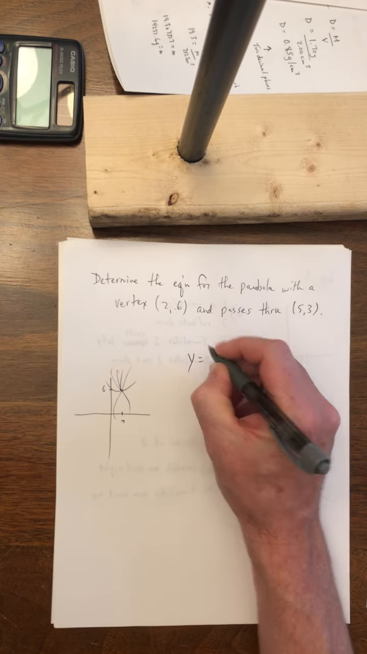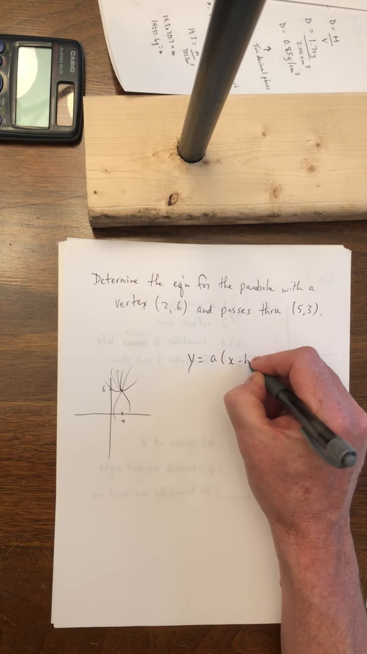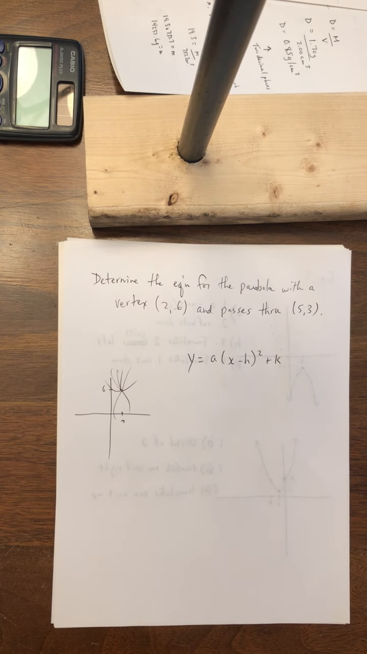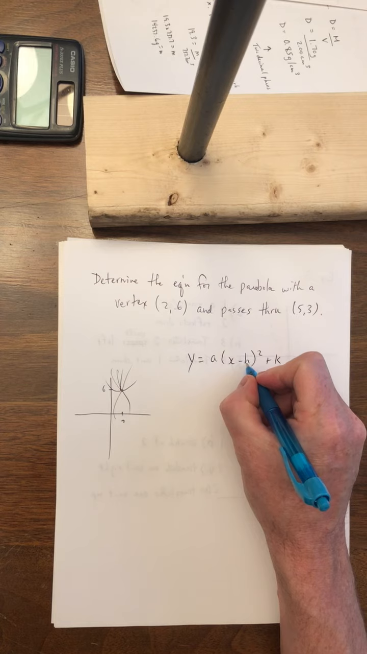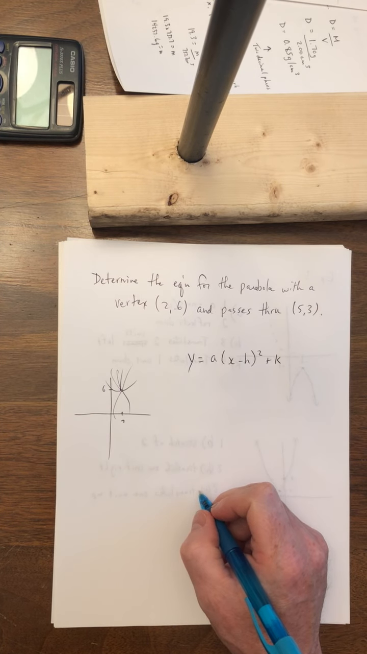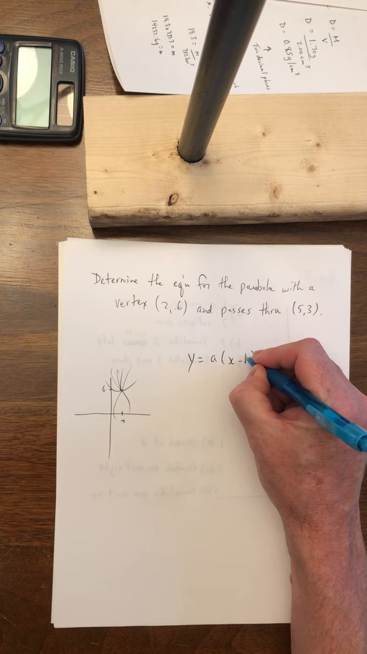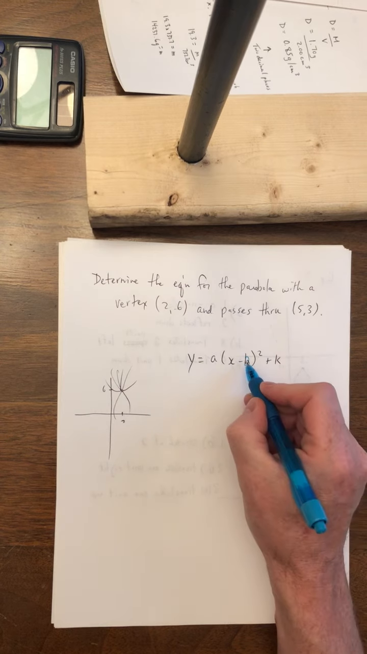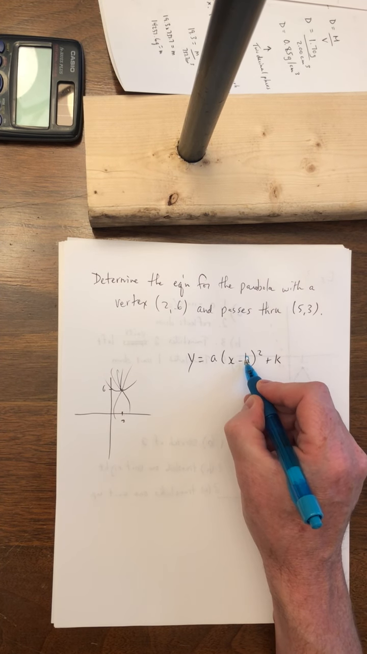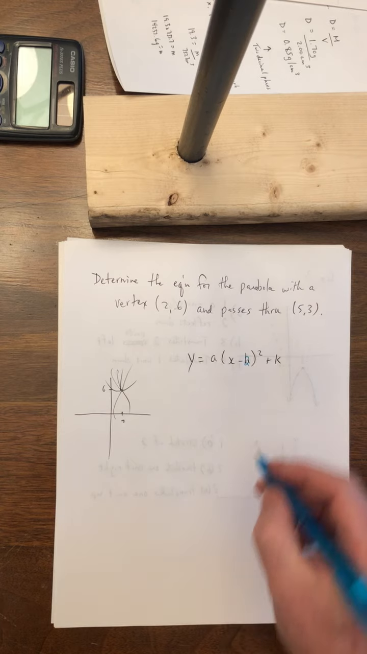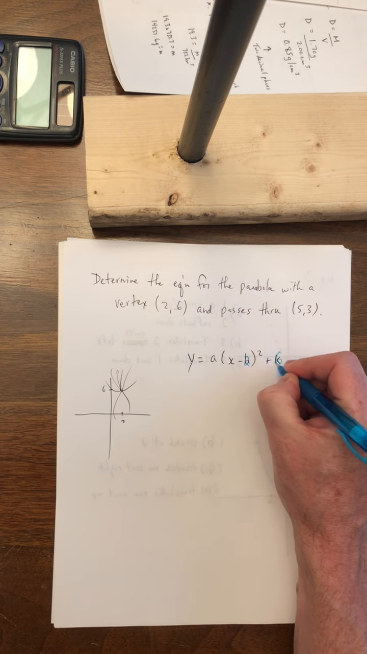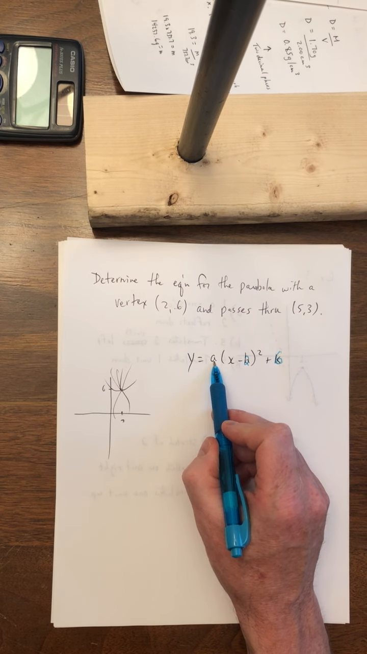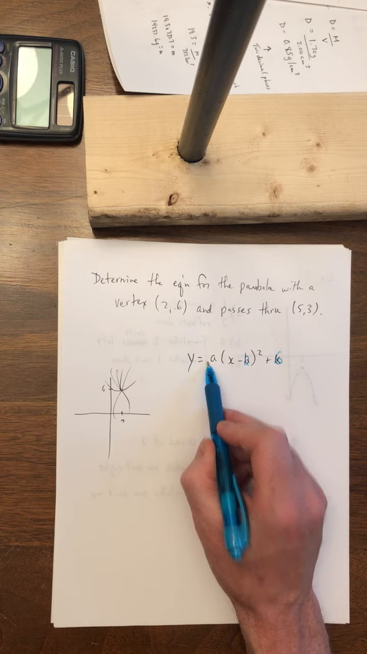So first of all, in vertex form, we have our formula. And let's sub in what we know. We know that our h here is 2. And that's a +2, but the negative would make that a negative. And we know our K is 6. So what we don't know here is our A value. We don't know what our stretch or compress is, and we don't know if it opens up or down.